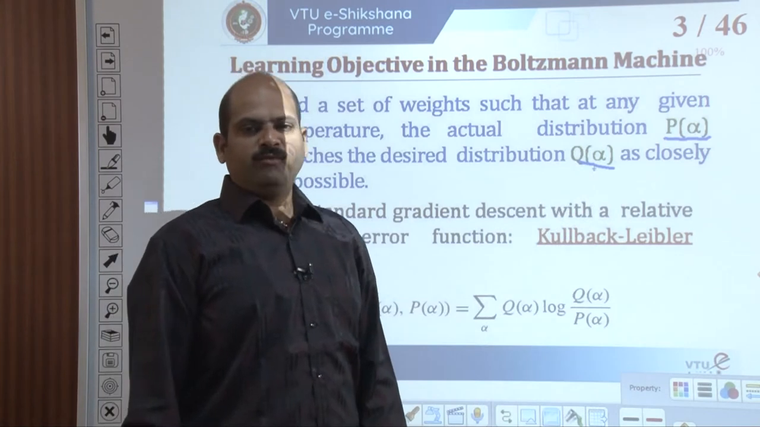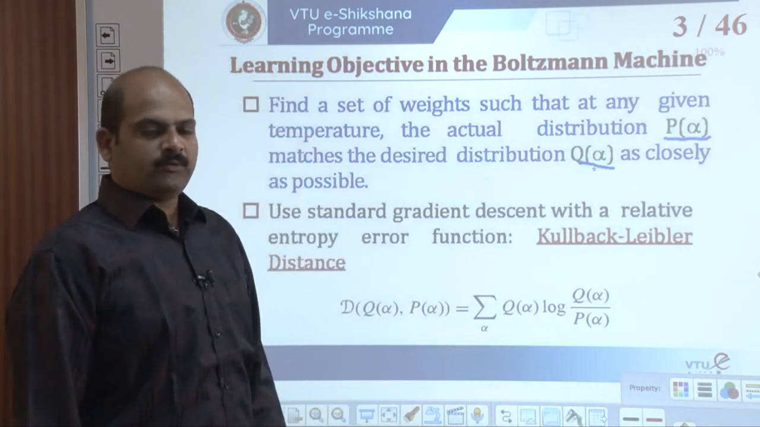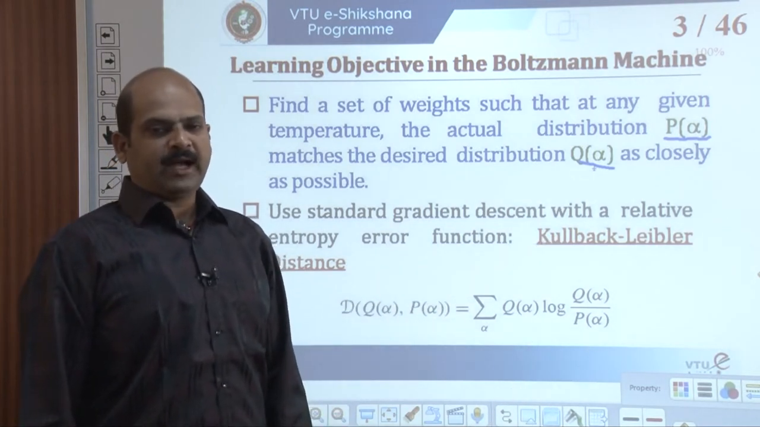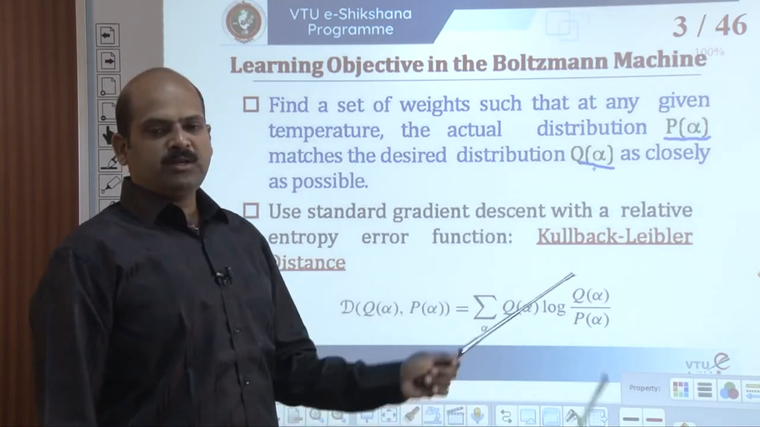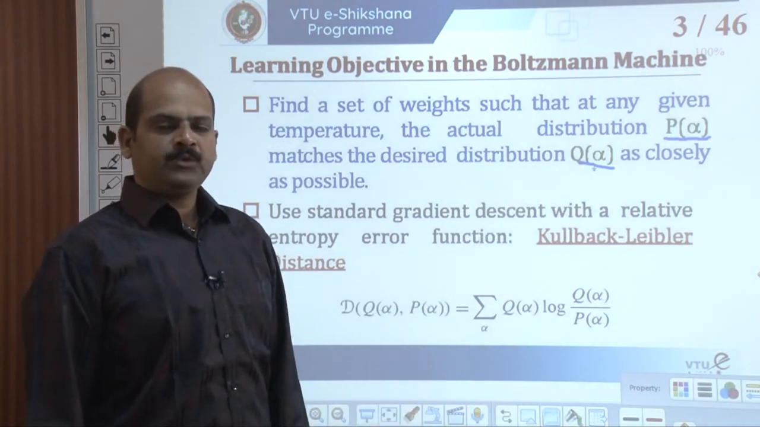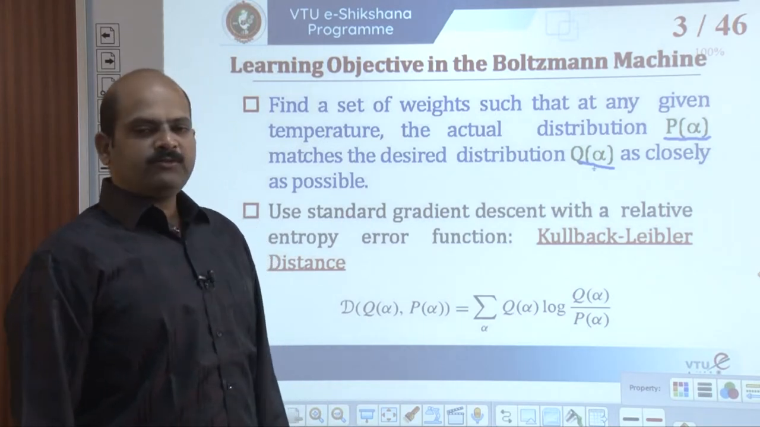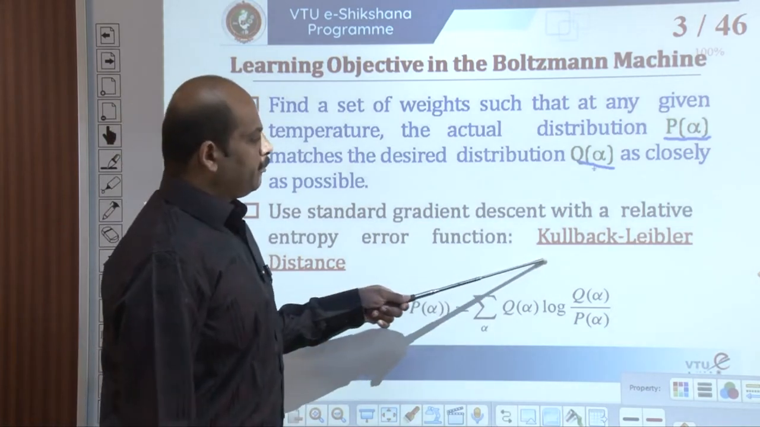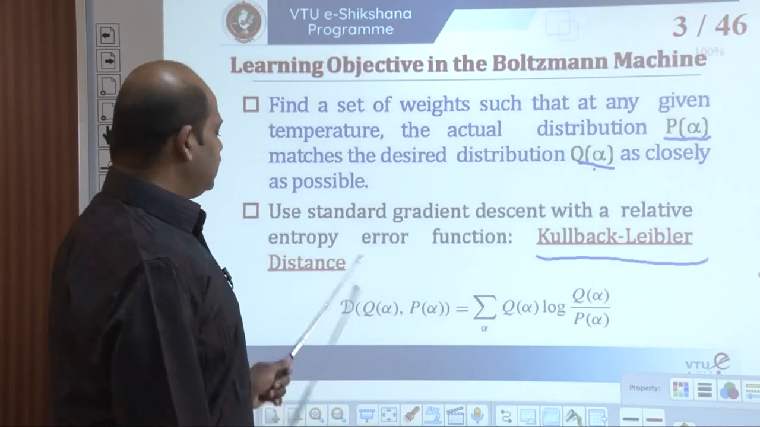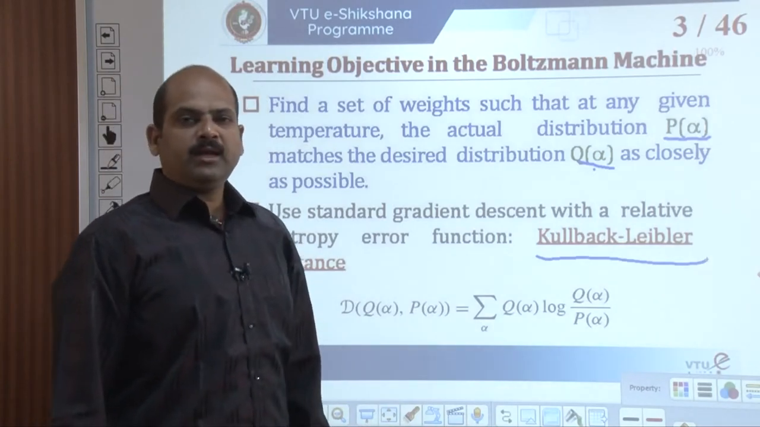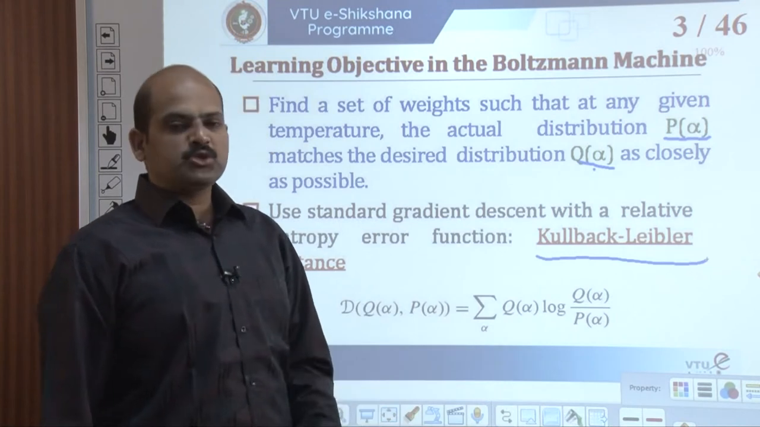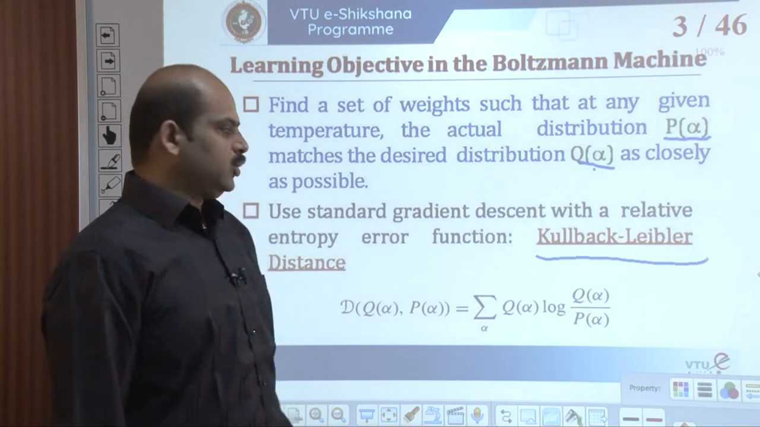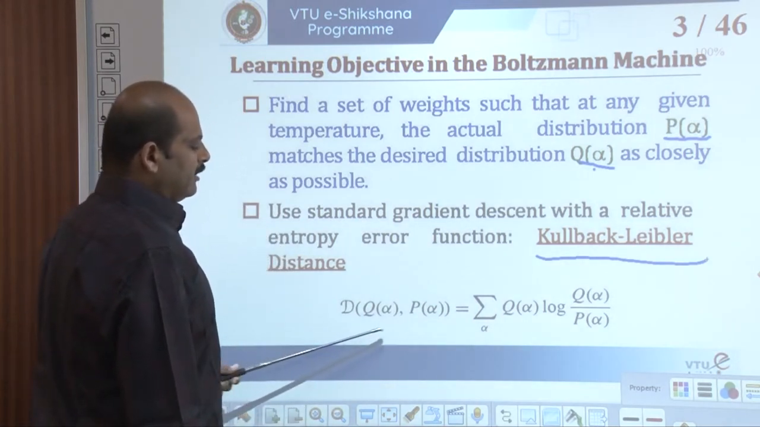So this match will be achieved by adjusting the weights of the network, using gradient descent on an error function that measures the difference between the actual and the desired probability distributions. This error function is going to be relative entropy, which is referred to as the Kullback-Leibler distance, or the Kullback-Leibler divergence.